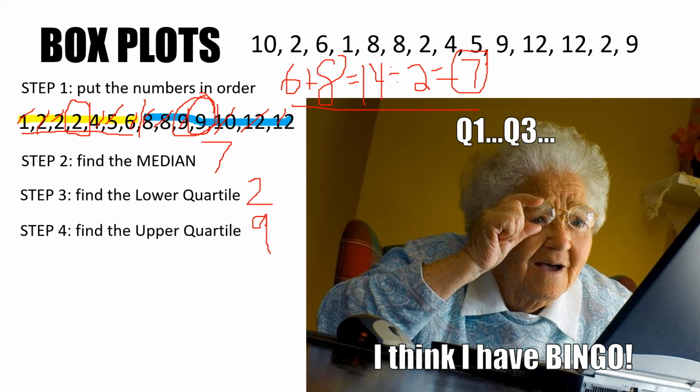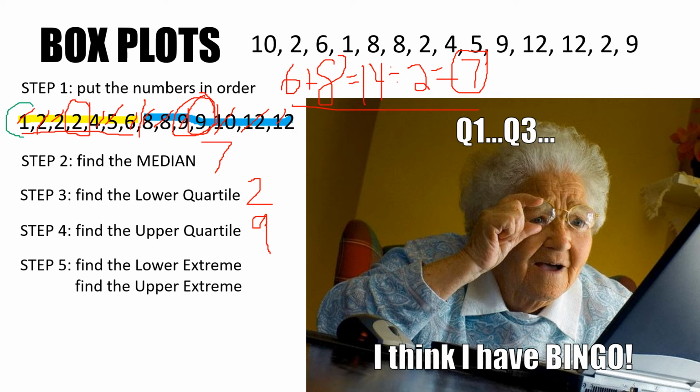And then your last step is actually the easiest step, to find your lower and upper extremes. All you're doing is finding our lowest value and our highest value. So our lower extreme is 1, and our upper extreme is 12. Once you have those 5 pieces of information, creating a box plot is quite simple. And for you guys, you're not actually going to have to draw one. You're just going to have to understand what each of these are on a box plot.